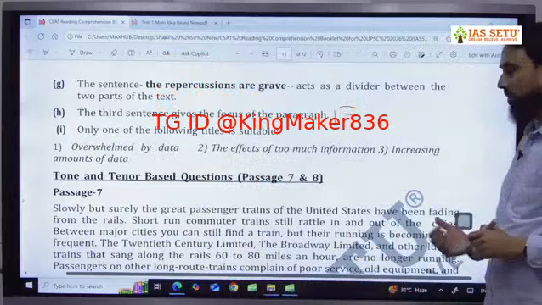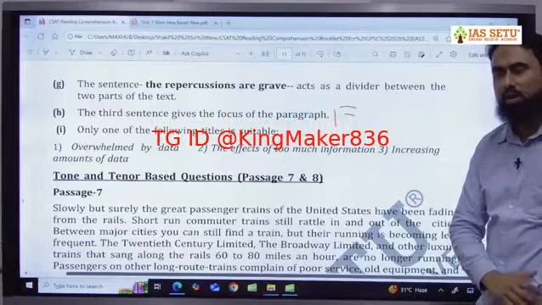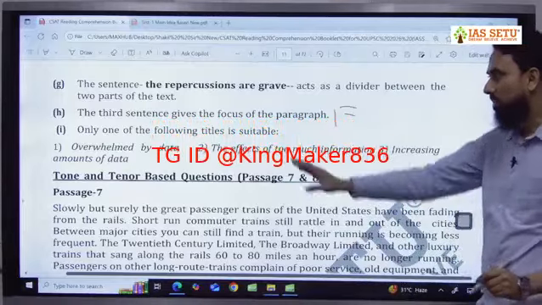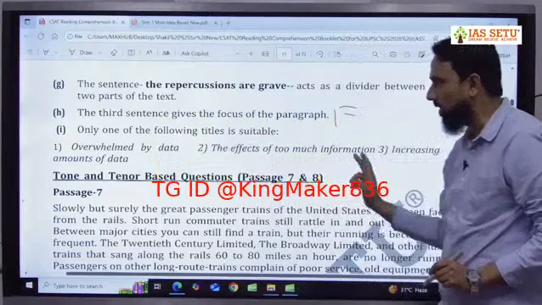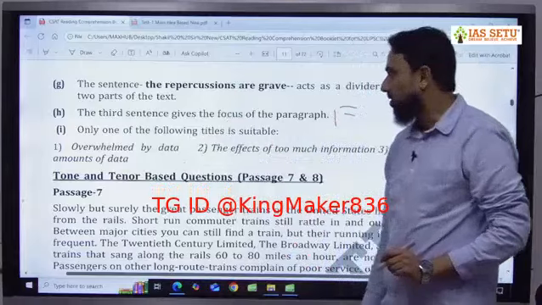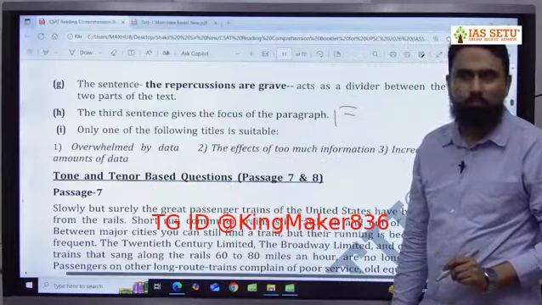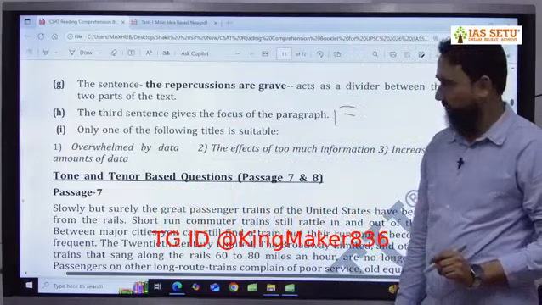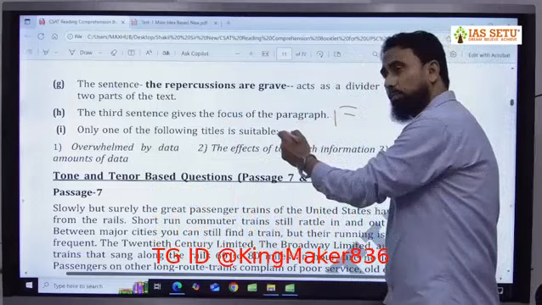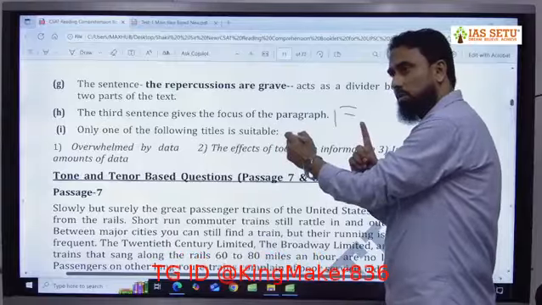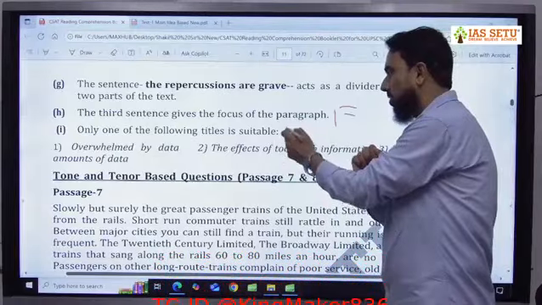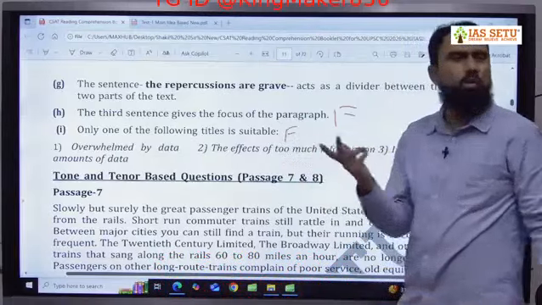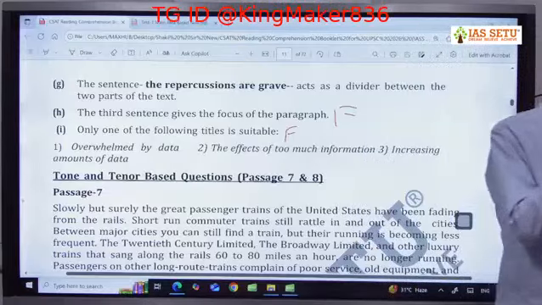Now the next question: only one of the following titles is suitable. So very good question of evaluative main idea. कल किया आपने, बताइए. फर्स्ट ये बताइए, ये स्टेटमेंट राइट है, ट्रू और फॉल्स? Three titles are there. It says only one is suitable. So you say that it is true? False. Okay. Which title is suitable according to you?